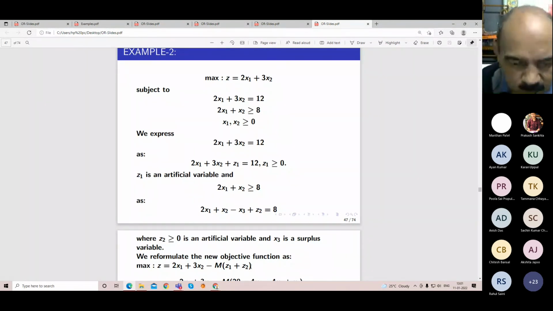So what we are doing is introducing a penalty for z1 and z2. This penalty M is a very large positive number, minus M times. Due to this penalty, we will try to remove these artificial variables. This is the trick we are using. So the new objective function will be 2x1 plus 3x2 minus M times (z1 plus z2).